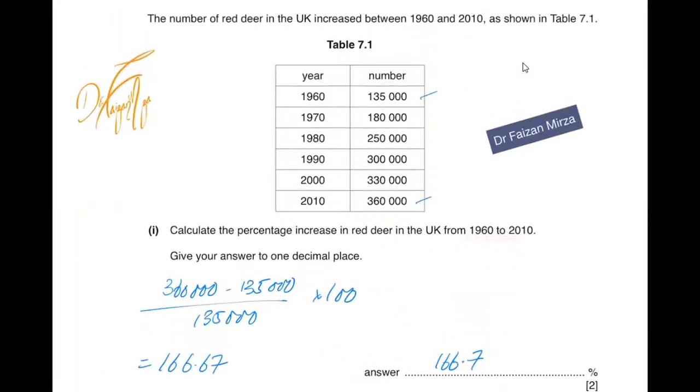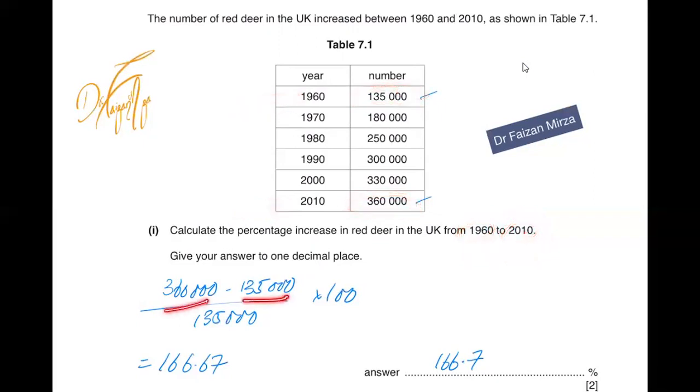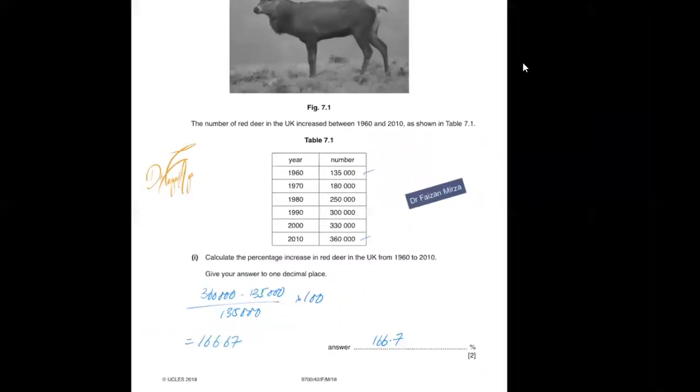So when you are calculating percentage increase, you have to make sure which years or which values they want. They want you to calculate the increase from 1960 to 2010. So we take the final value, which is 360,000, and the initial value, which was 135,000. We subtract the initial value from the final value, then divide by the initial value and multiply by 100. This will give us the answer. They are saying the answer should be to one decimal place. So 166 point, this value needs to be rounded off. So our answer is 166.7.